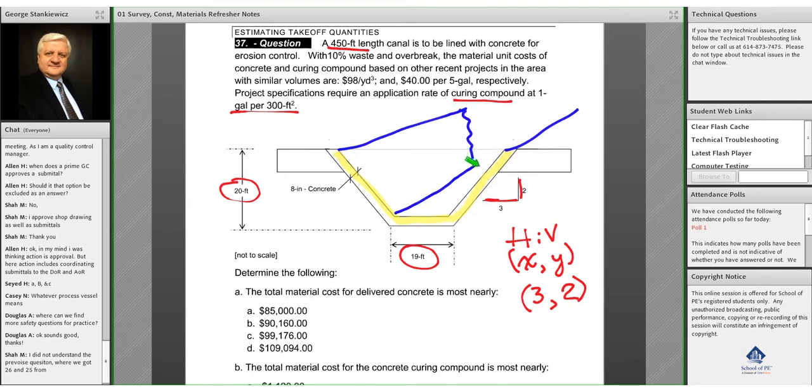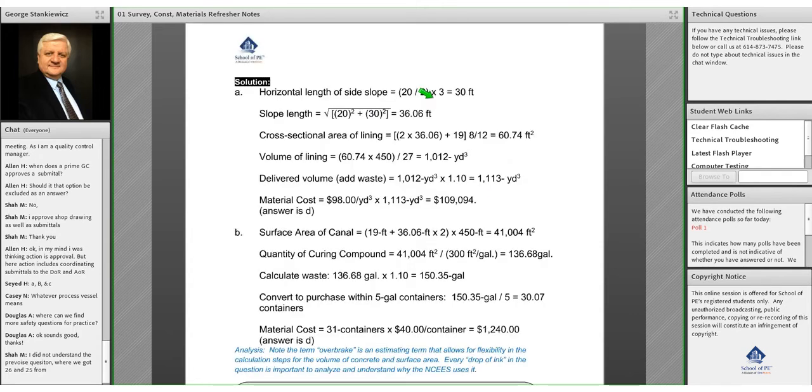Okay, so that's basically what we just did. So it's 450 foot long. Okay, let's stretch that out, make sure we understand that. So we have 450 feet. All the rest of the pieces are there. We're ready to now tackle it from a point of computation.